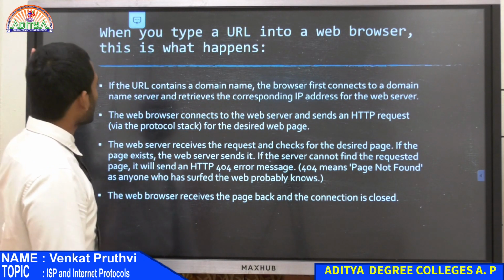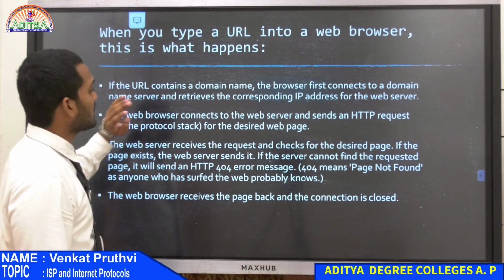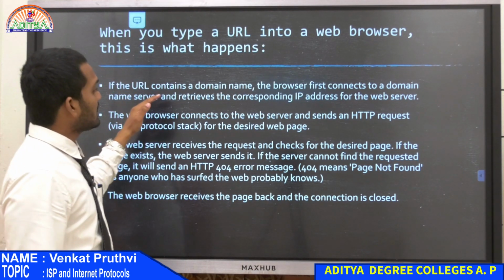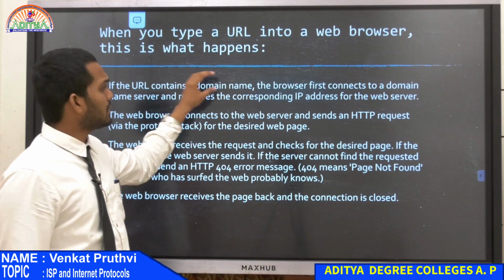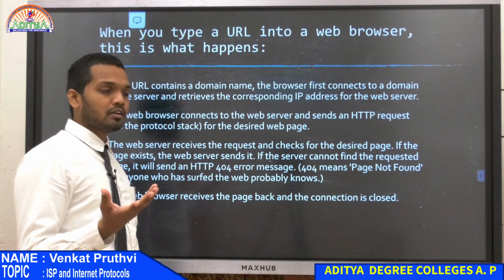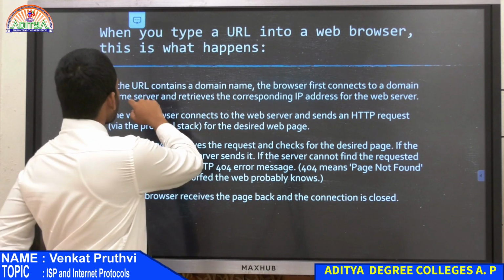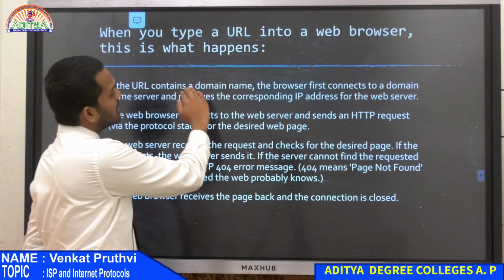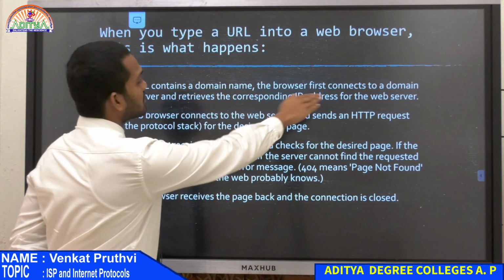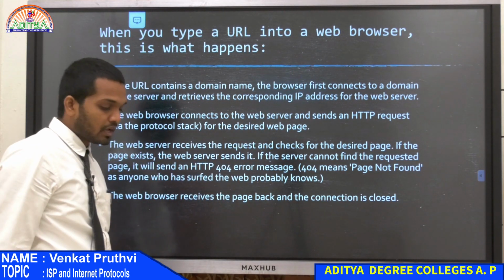So first we will try to see what happens when you type a URL into a web browser. If the URL contains a domain name, what do you mean by domain name? The google.com is the domain name. Like that we have so many websites and they all have their own domain names. So if the URL contains a domain name, the browser first connects to a domain name server and retrieves the corresponding IP address of that server. I told you, right?